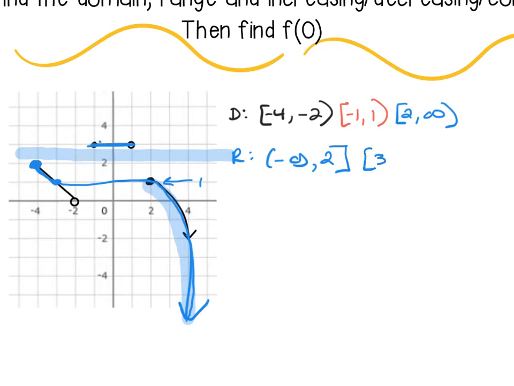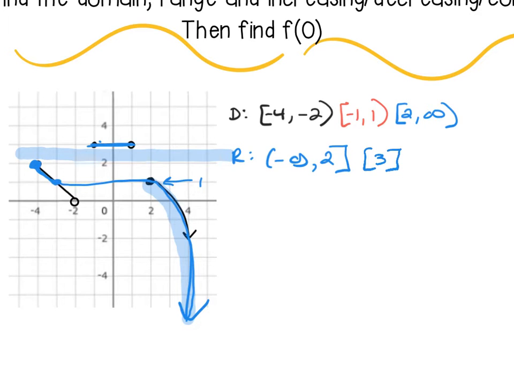So it looks like this. 3 by itself. It's not 3, 2, anything. It is just 3. There's nothing above 3. There's nothing below 3 in that section. And you have to put brackets on both sides? You will put brackets on both sides because that's an included point. All of the 3 is included.